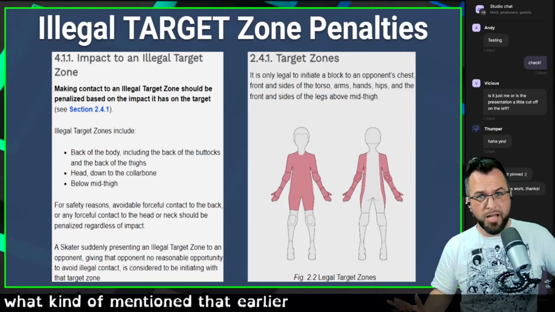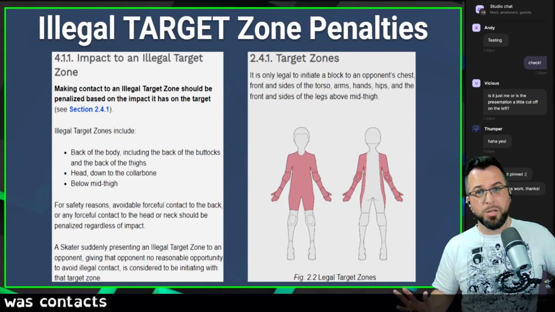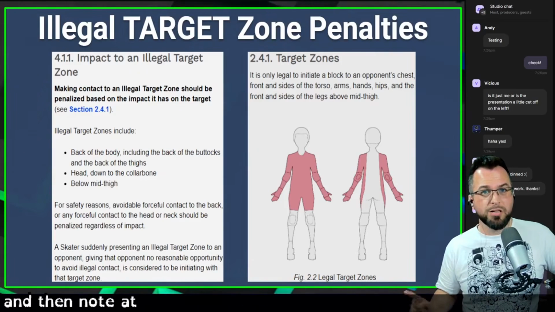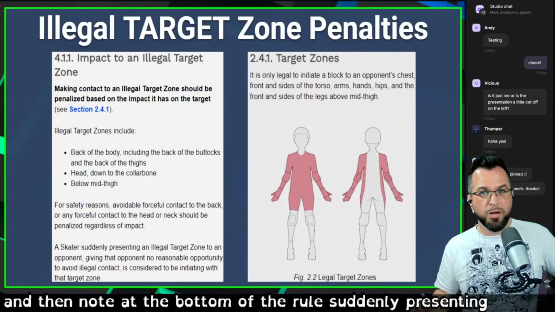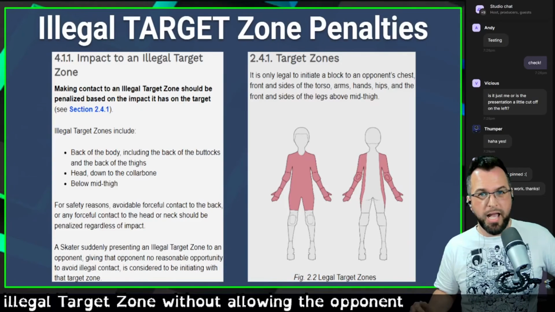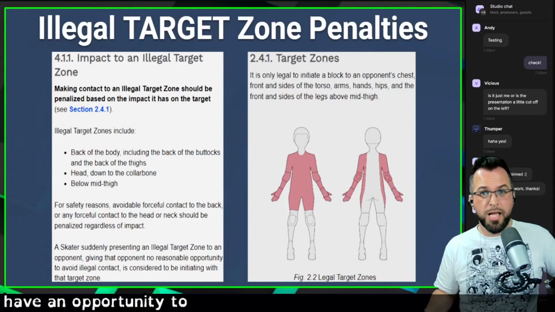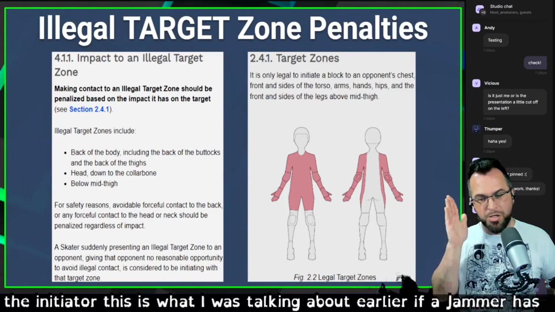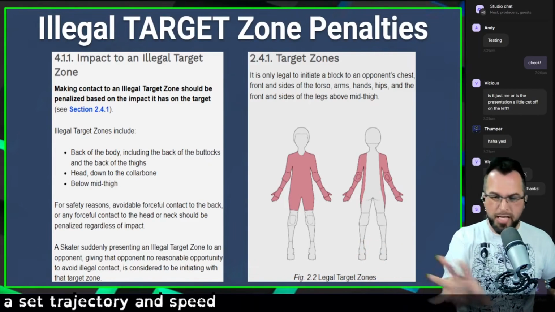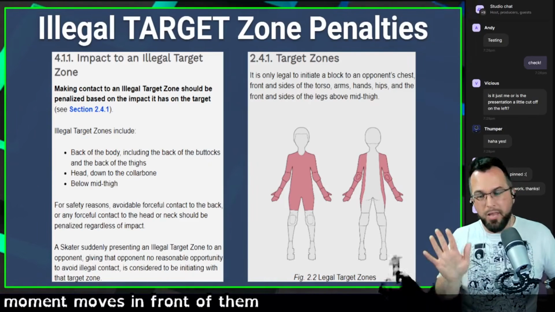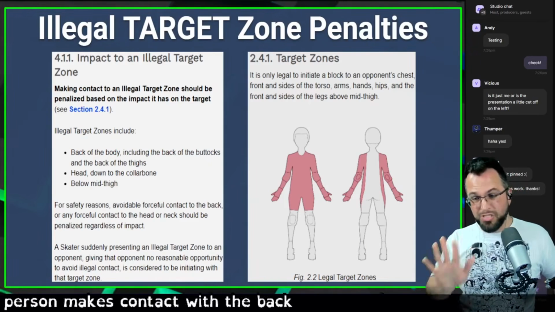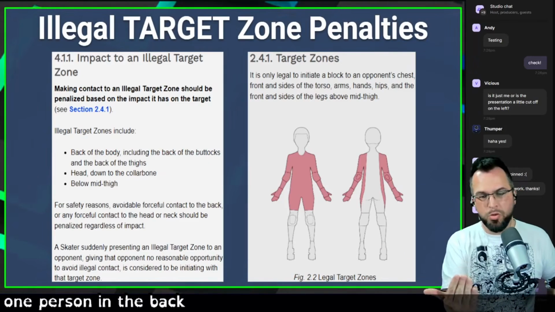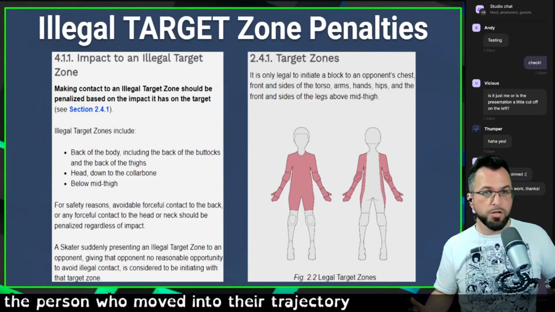Even if there is an impact, if it was forceful contact to the back, head, neck, it's still penalizable. And note at the bottom of the rule, suddenly presenting an illegal target zone without allowing the opponent to reasonably have an opportunity to avoid the illegal contact makes that person the initiator. This is what I was talking about earlier. If a jammer has a set trajectory and speed, and then someone at the very last moment moves in front of them with their back, and then the jammer makes contact with the back, that person did not have a reasonable opportunity to not hit them in the back. The person who moved into their trajectory is the initiator, so there's no call there.